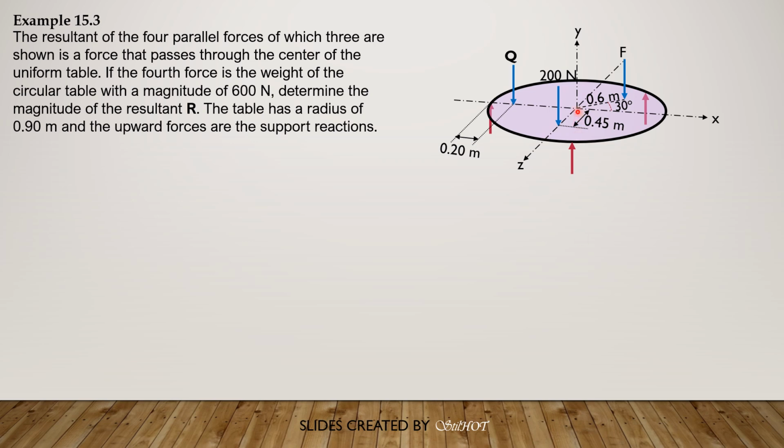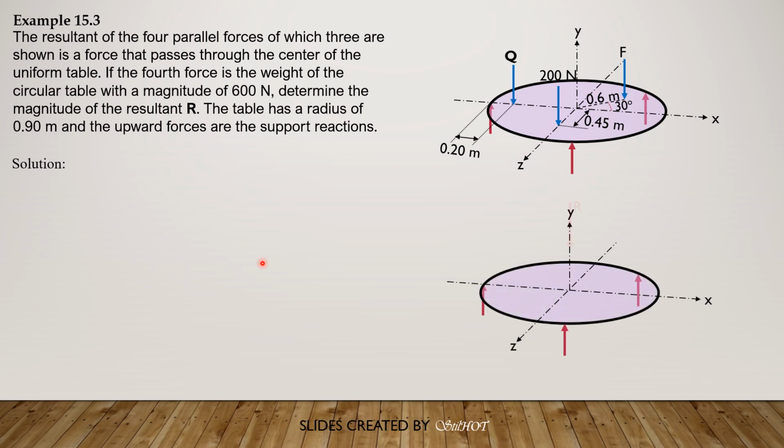So the resultant will also be through this center because it is stated here that the resultant passes through the center of the uniform table. If we draw another table, the resultant passes through that. Also, the weight passes through the center, so it has no moment about the x-axis and about the z-axis. So R is equal to F plus Q plus 200 plus, of course, the weight of the table, 600. We first find F and Q to solve for R, and the resultant is downward because all these forces are downward.